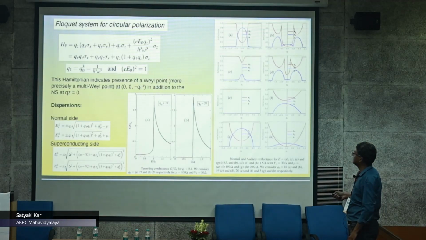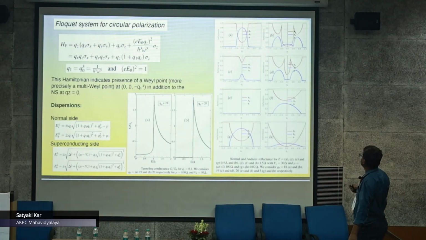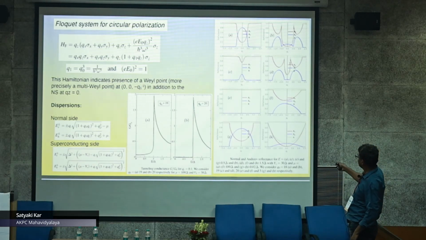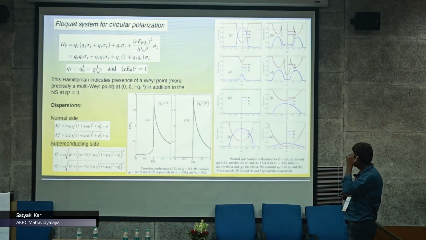Then we consider this irradiation on that system. So my Hamiltonian changes. For the circular polarization, apart from the nodal surface, we can have some multi-Weyl point in the spectrum, and with this changed Hamiltonian, we can see these are the reflectance plots for large mu and small mu values. These four are for the large mu values, and these four are for the small mu values.